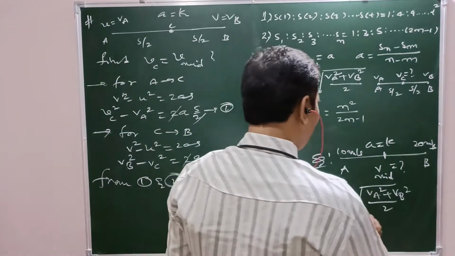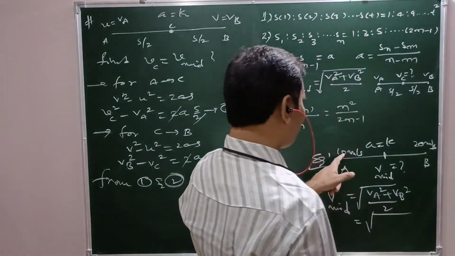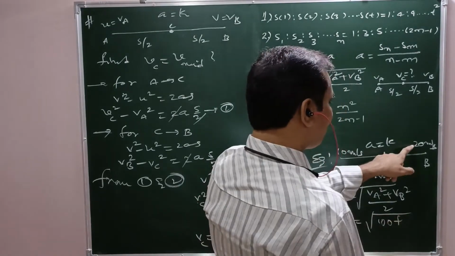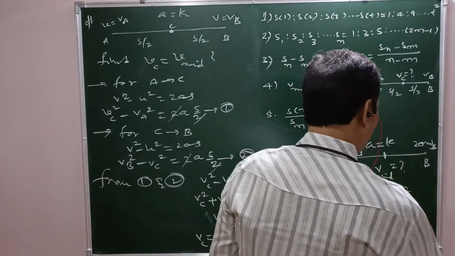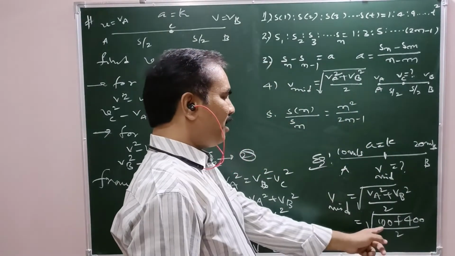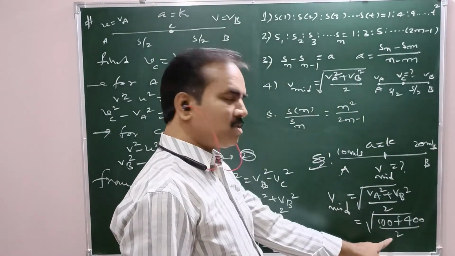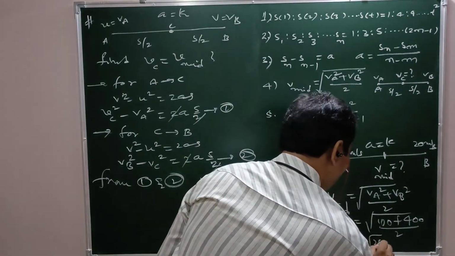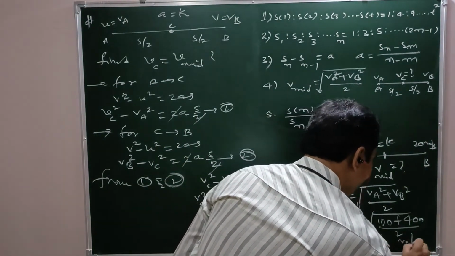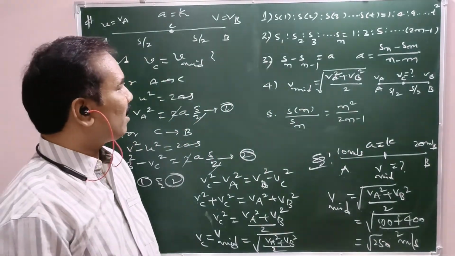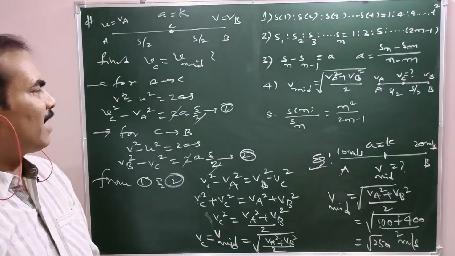VA square means 10 square, that is 100, plus VB square means 20 square, that is 400, by 2. Right? 100 plus 400, 500 by 2 means 250. So root 250 meter per second. That is 5 root 10. Root 250 means 5 root 10 meter per second, right?